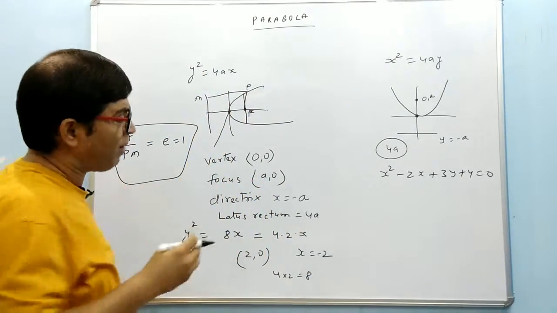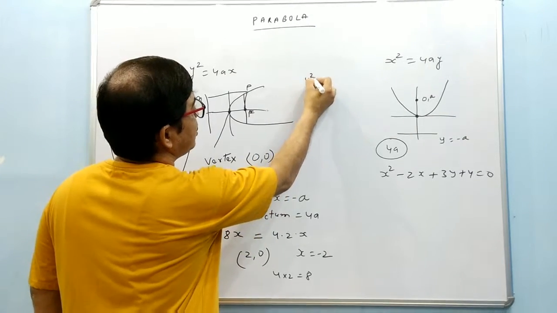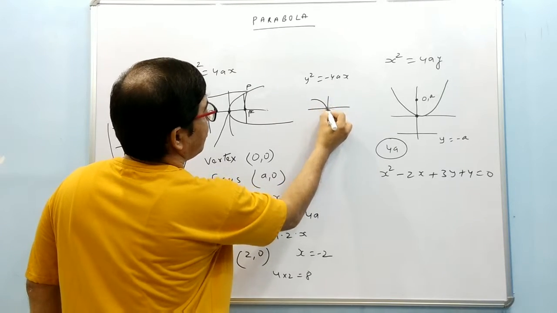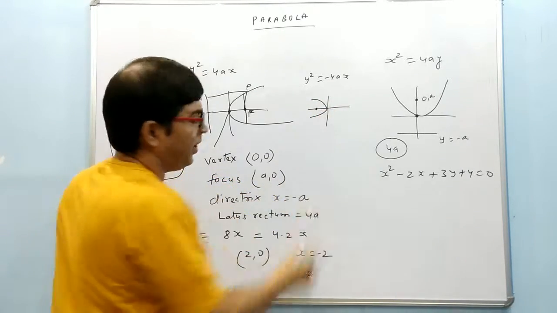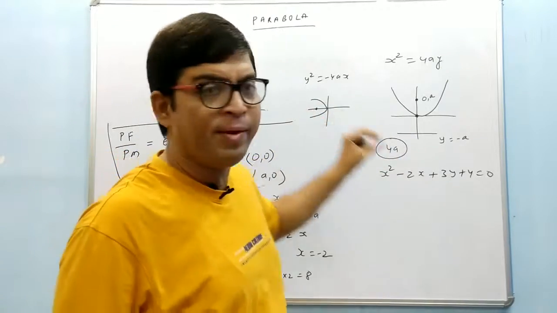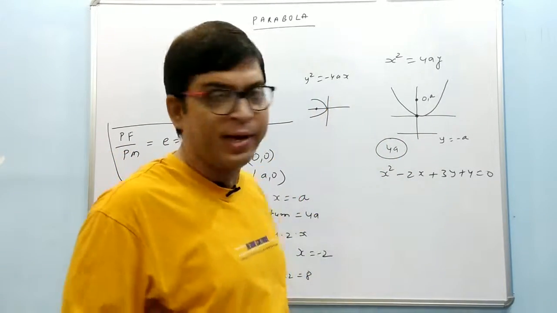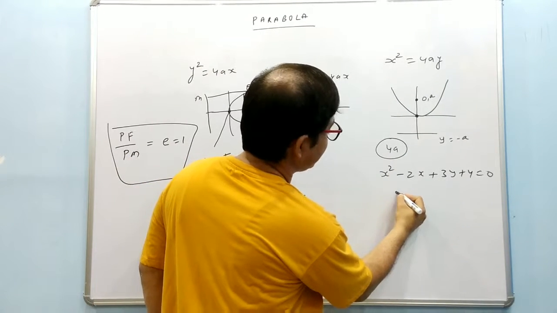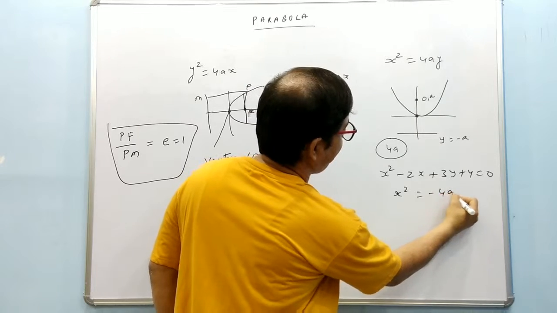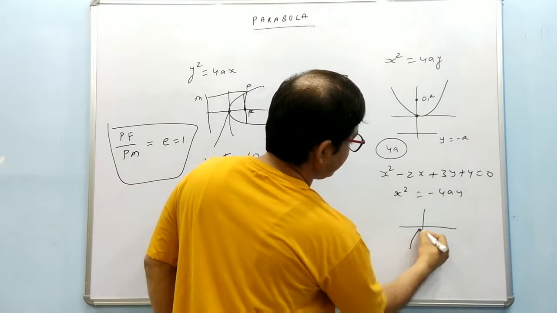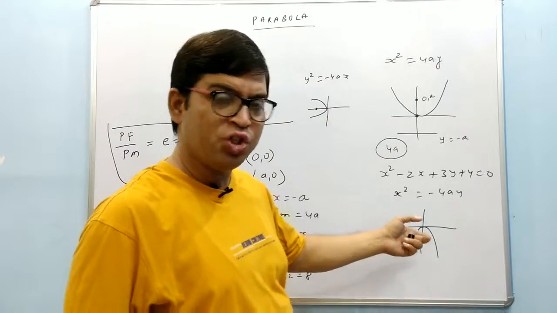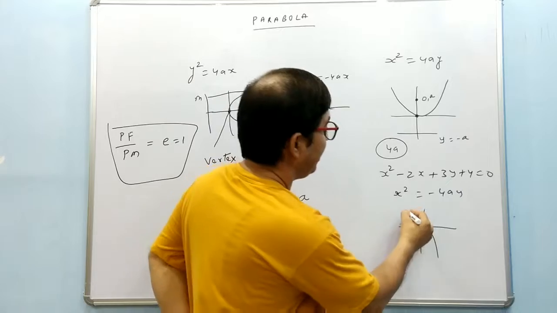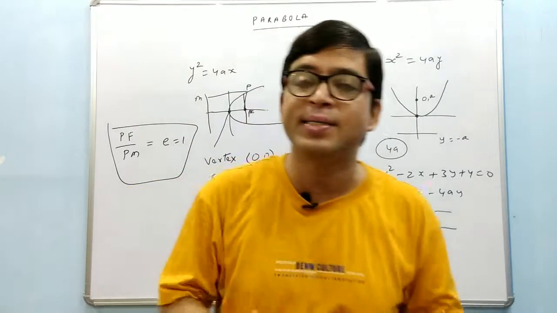If y square is equal to -4ax is there, nothing is going to change, just the shape. Focus will be here, directrix will be there. Focus will be -a, 0. Directrix will be x is equal to a. Same way, if it is downward parabola, that means x square is equal to -4ay. Its shape will be like this. Vertex is 0, 0. Focus is 0, -a, and directrix is y is equal to a.